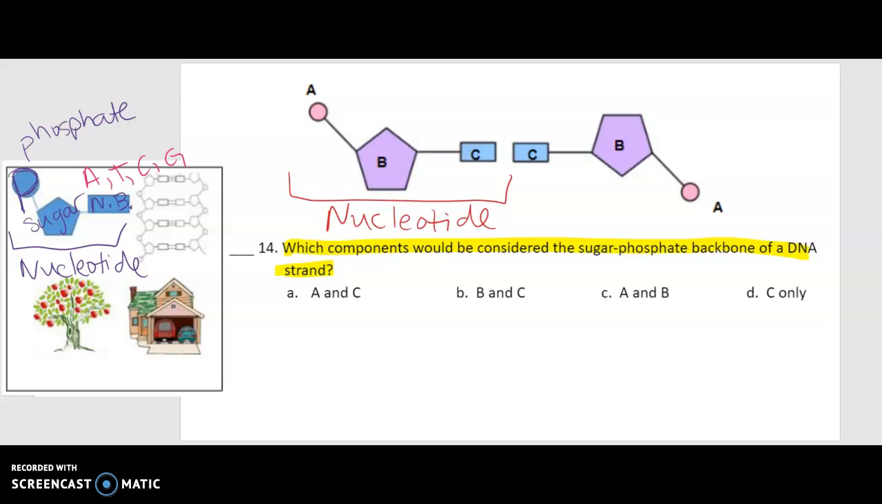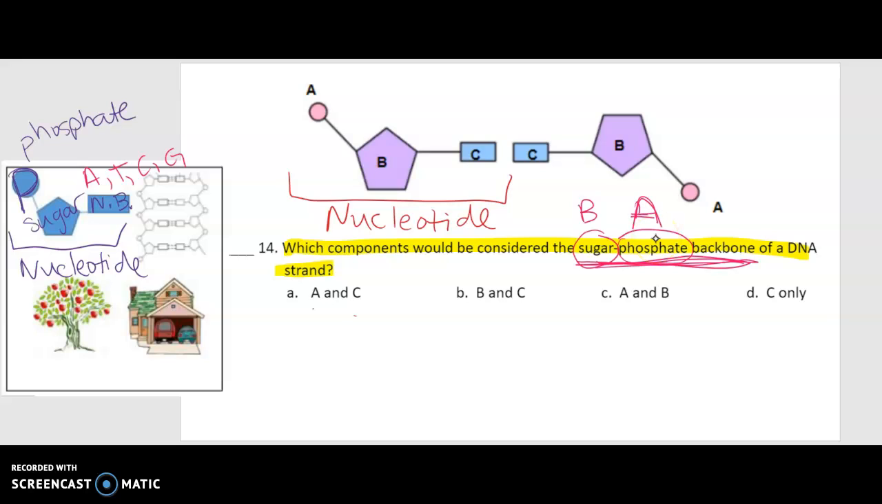So looking at our question, which components would be considered the sugar-phosphate backbone? Alright, well, even if you haven't heard that phrase before, sugar, if you remember that B is our sugar, phosphate is A. Looking at our answer choices, we have A and C.